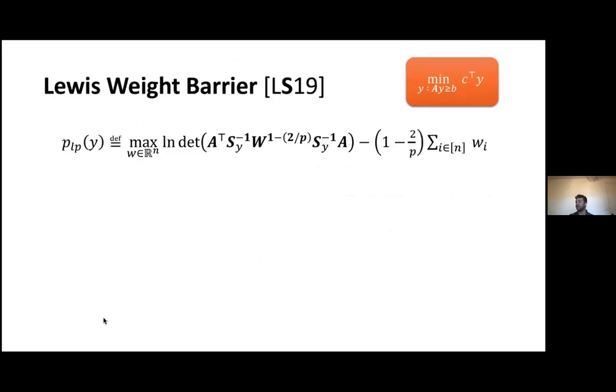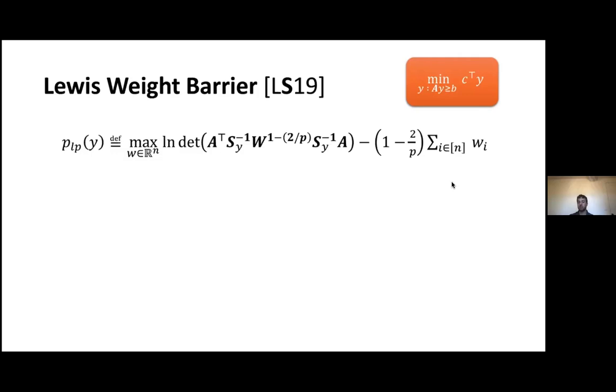What I mean by this is the following. You can prove that this barrier is self-concordant. It's known as the Lewis weight barrier, or maybe the LS barrier, and it's just defined as follows. All right, so this is kind of a long formula, but I'll note that while it's kind of long, it's not very crazy. Maximizing W here, log det, this is like maximizing the volume of a type of ellipse, subject to some penalty on how large the weights are. So it's in the genre of what we've talked about.